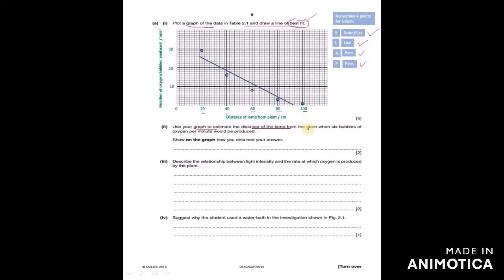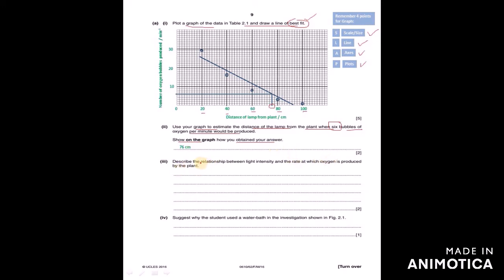Use your graph to estimate the distance of the lamp from the plant when 6 bubbles of oxygen per minute would be produced. Show on the graph how you obtained your answer. For this answer, look back to the graph and draw a straight line from 6 oxygen bubbles on y-axis to your best fit line. Where this straight line touches the best fit line, draw a connecting line from this point to the x-axis for distance of lamp. The point where the line touches the x-axis is your answer. In the present graph, the answer is 76 cm.